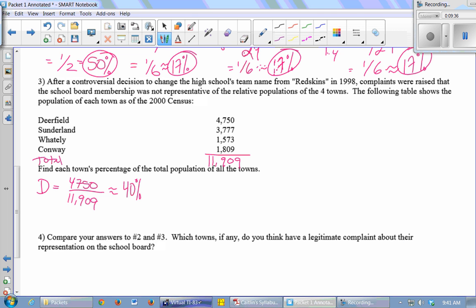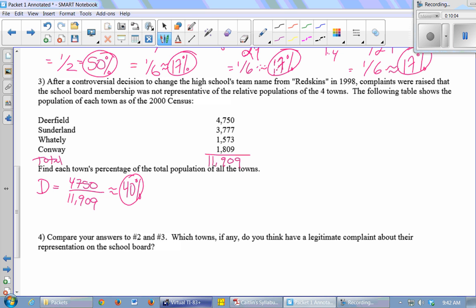Okay, so Deerfield has 40% of the population, and they control 50% of the power. They have 40% of the population and 50% of the power. Are they going to go to the school board and complain that they are underrepresented? No, they are overrepresented, right? They have more power than they should have based on their population.